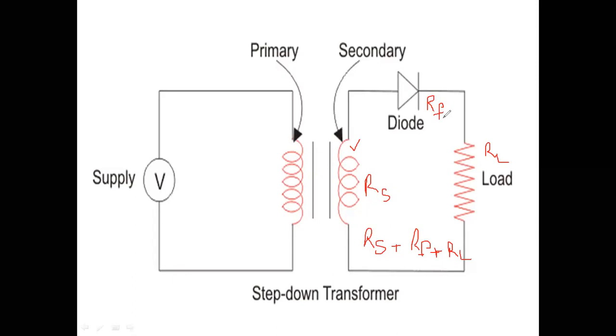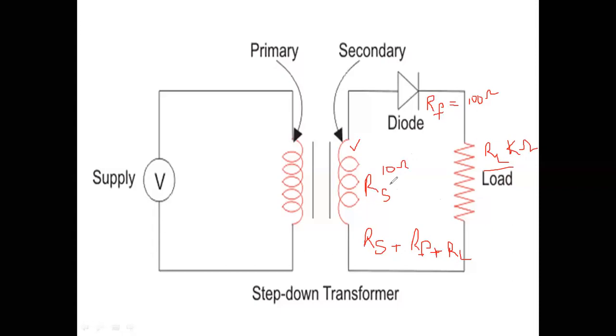RL is the load resistance. If you see, load resistance is in the order of kilo ohms. RF means forward resistance. It is in the order of some tenths of ohms, maximum 100 ohms, like that. In the problem he will give the maximum. RS will be very, very less, in the order of 10 ohms, 5 ohms, 20 ohms, like this.